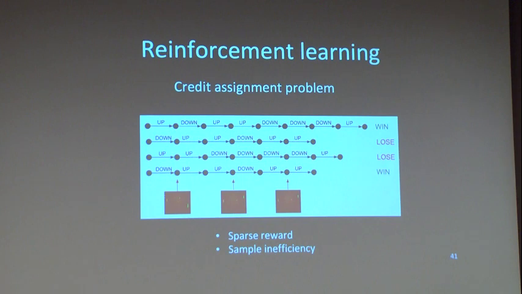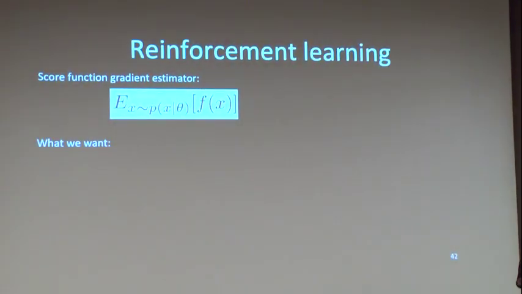And also because of that, there is this issue of sample inefficiency, right? You need a lot of games to learn which moves are better. So this is called the credit assignment problem. If you win, how are you going to assign the credit to all the decisions that you made previously? To address that, several methods have been proposed. I'm going to talk about the high-level idea, the first one being the score function gradient estimator.